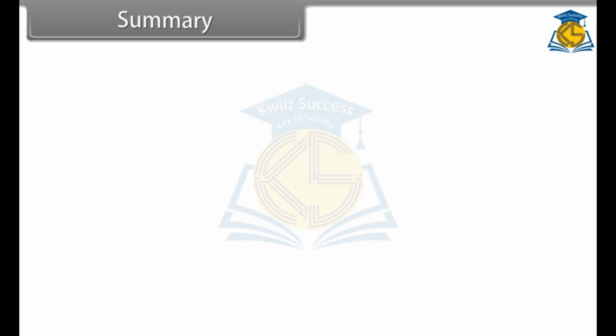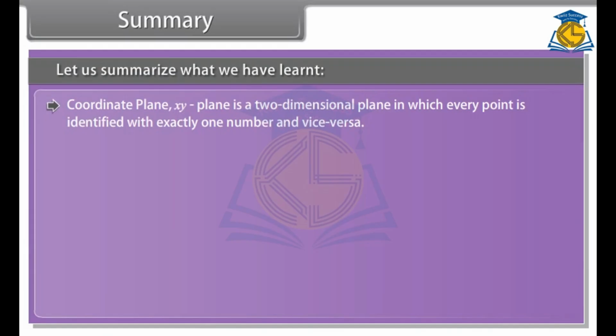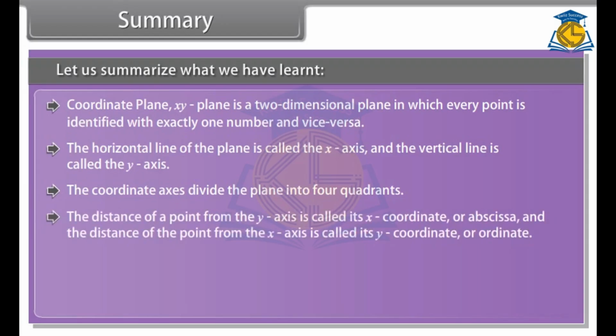Summary. Let us summarize what we have learned. Coordinate plane, the XY plane, is a two-dimensional plane in which every point is identified with exactly one number and vice versa. The horizontal line of the plane is called the x-axis and the vertical line is called the y-axis. The coordinate axes divide the plane into 4 quadrants. The distance of a point from the y-axis is called its x-coordinate or abscissa, and the distance of the point from the x-axis is called its y-coordinate or ordinate.